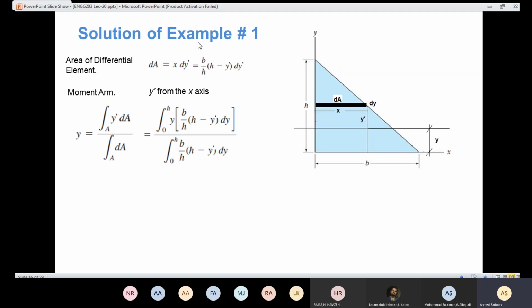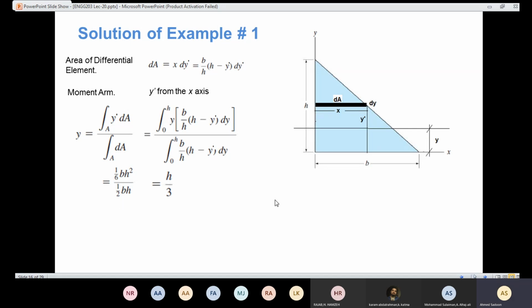Instead of the integration of dA, I could put this one, but I know the integration of dA is half times b times h. So if I simplify that formula, I'm going to end up with h over 3. So the value of y is h over 3. So I managed to determine the centroid in the y-axis using this formula.